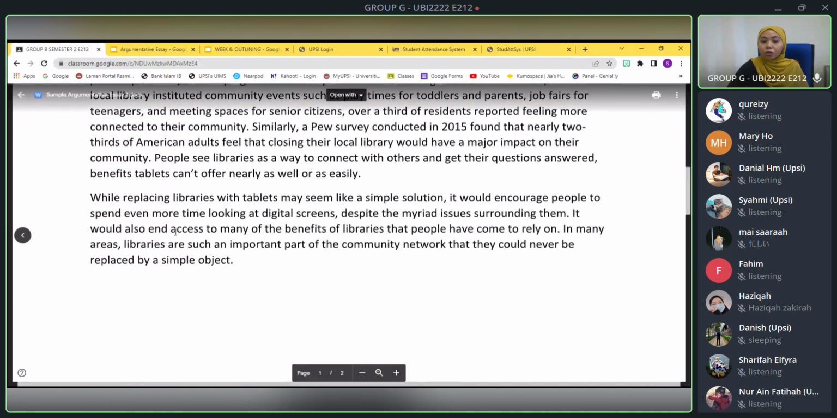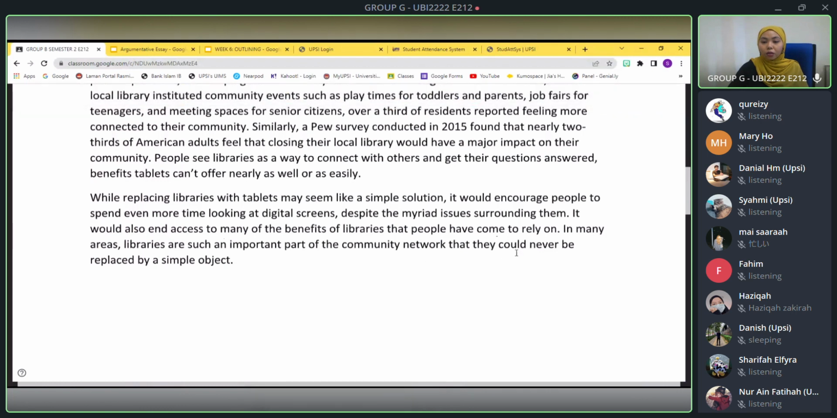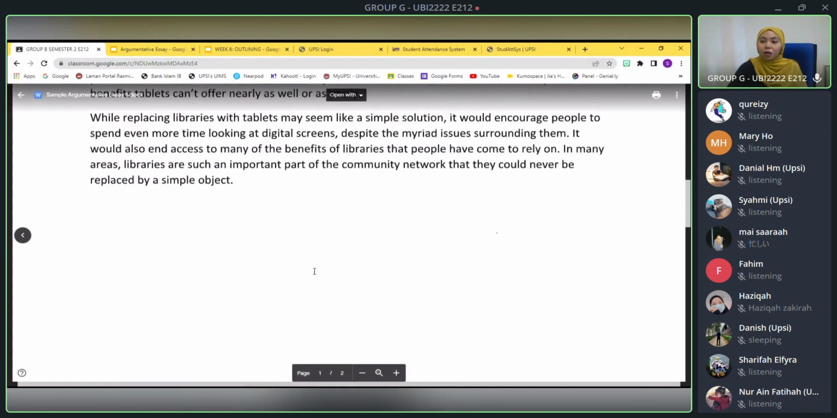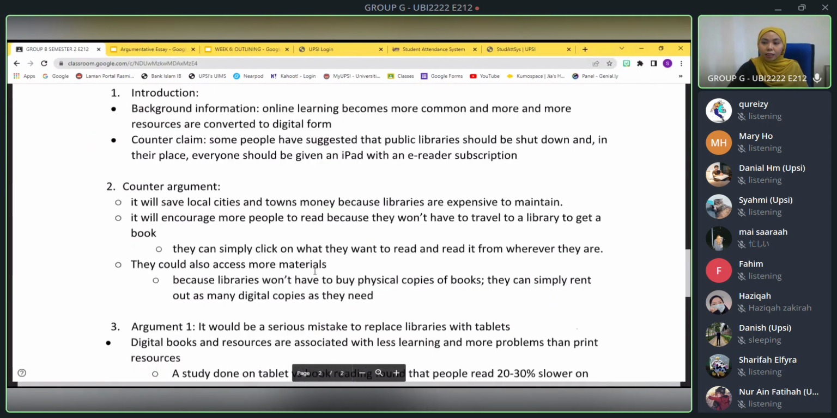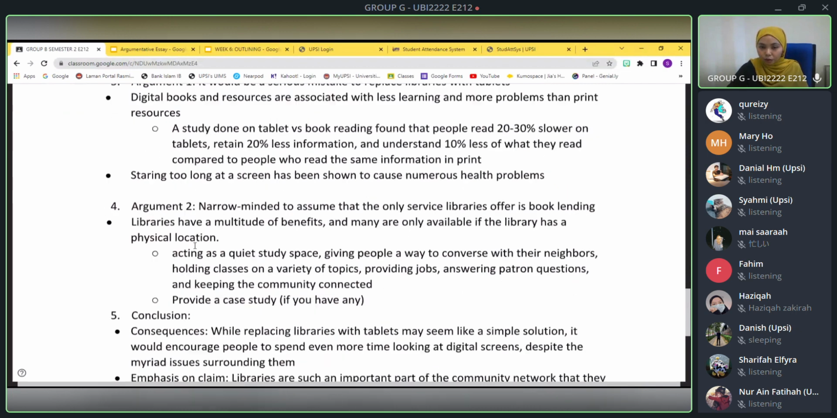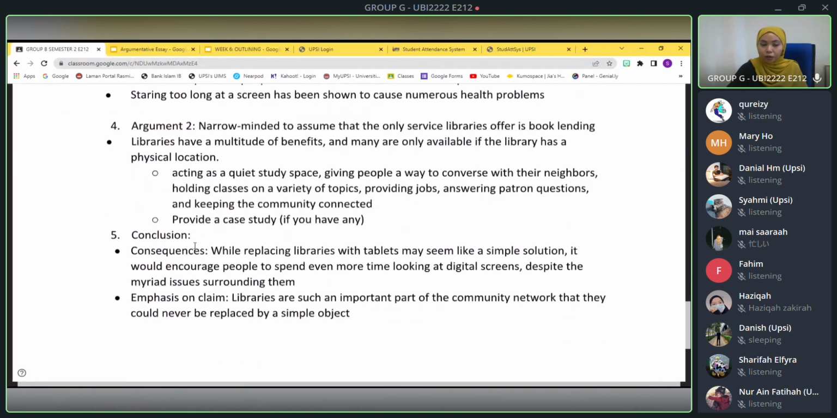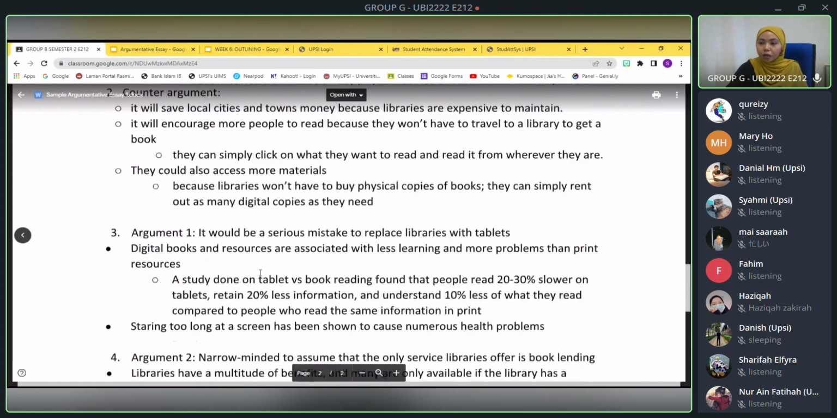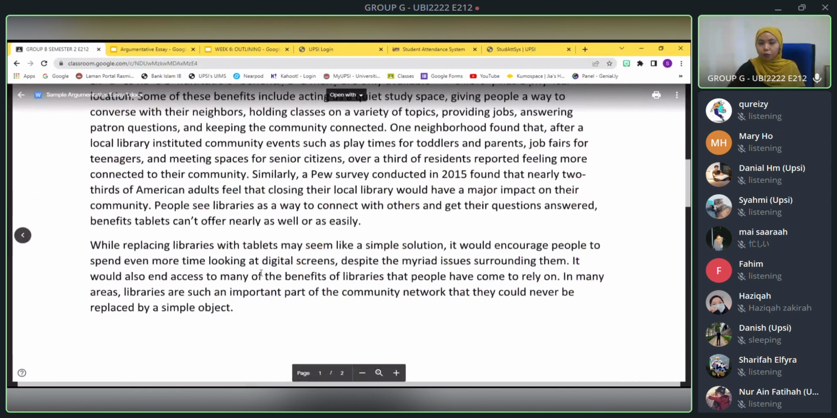It will also end access to many of the benefits of libraries that people have come to rely on. In many areas, libraries are such an important part of the community network that they could never be replaced by a simple object. So here is the outline. I will share this with you on Google Classroom. You can look for it afterwards. It has the consequences, and I am putting an emphasis on the claim. So basically, this is what is expected of you.